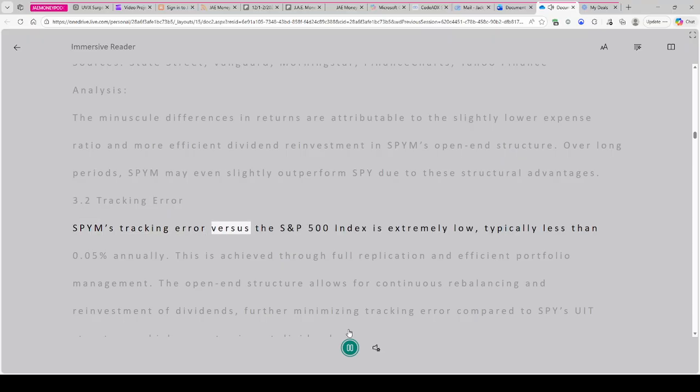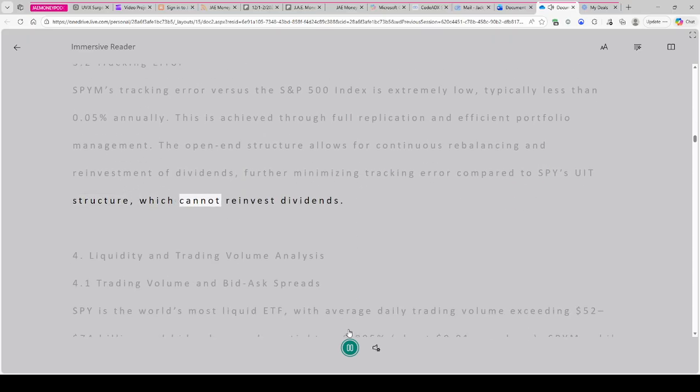SPYM's tracking error versus the S&P 500 index is extremely low, typically less than 0.05% annually. This is achieved through full replication and efficient portfolio management. The open-end structure allows for continuous rebalancing and reinvestment of dividends, further minimizing tracking error compared to SPY's UIT structure, which cannot reinvest dividends.